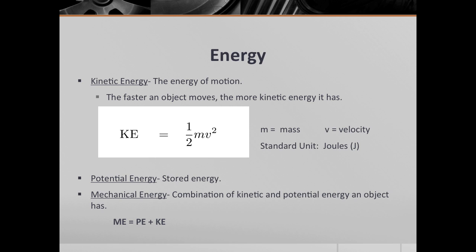Potential energy is the stored energy, the energy that an object could have. Mechanical energy is the combination of both kinetic and potential energy an object has. The equation for mechanical energy is ME equals PE plus KE, meaning mechanical energy equals potential energy plus kinetic energy.